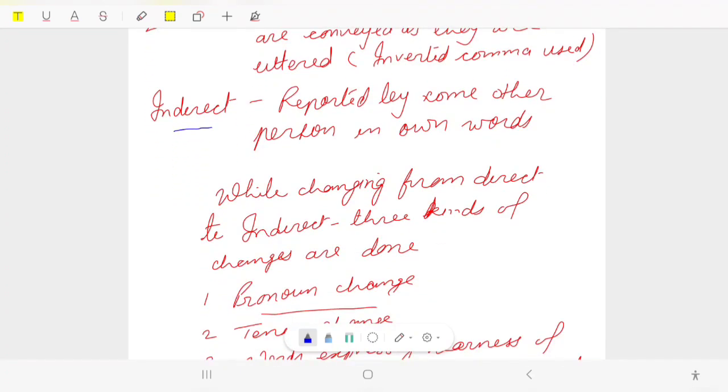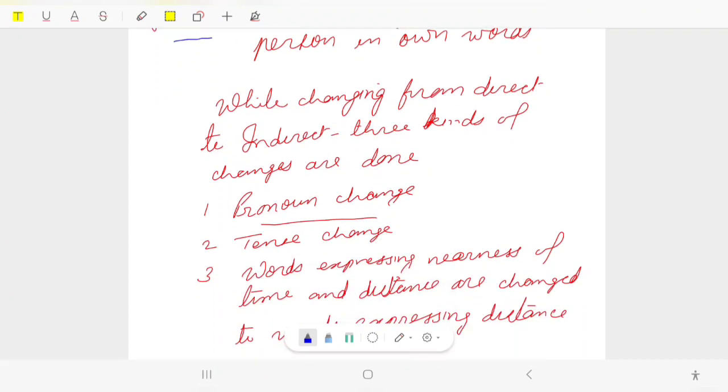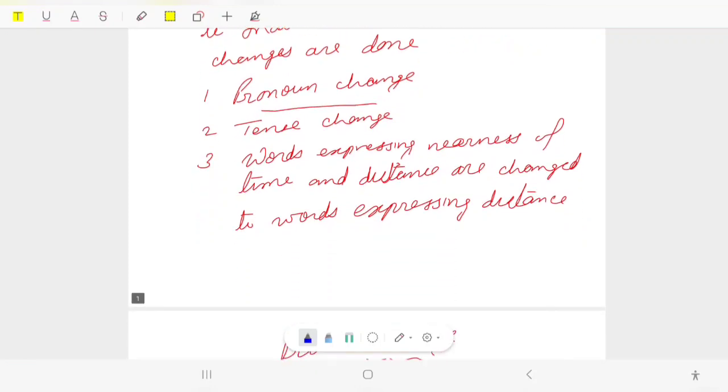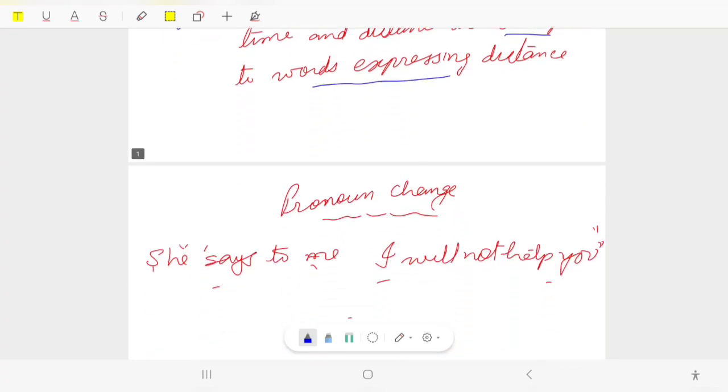So while changing from direct to indirect, we make certain changes. Major changes are three. First one is pronoun change, second is tense change, and third is that words expressing nearness of time and distance are changed to words expressing distance. These three major changes we do while changing from direct to indirect. So we'll see all the changes one by one. First of all, pronoun change, then tense. So let's see how we change pronouns.